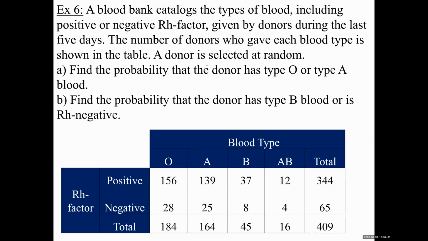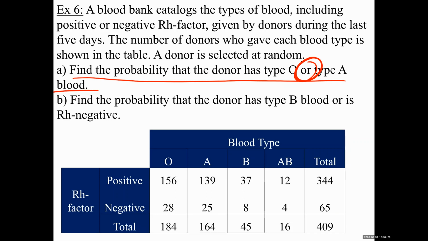And now it says a donor is selected at random. So we have 409 people, and we're going to select one of them at random. And then we have these questions. Take a look at part A. Find the probability the donor has type O or type A blood. What is the most important word in this question here? Or. It's an "or" question.